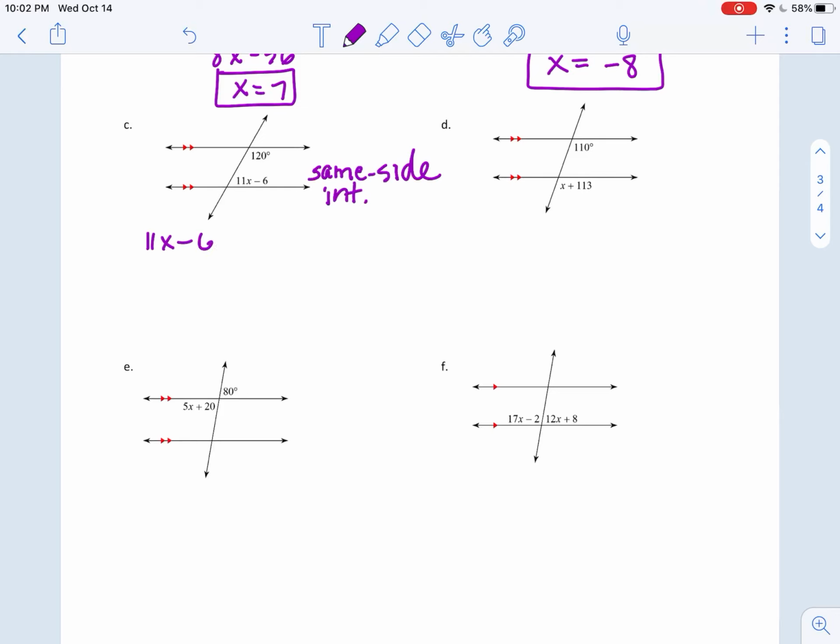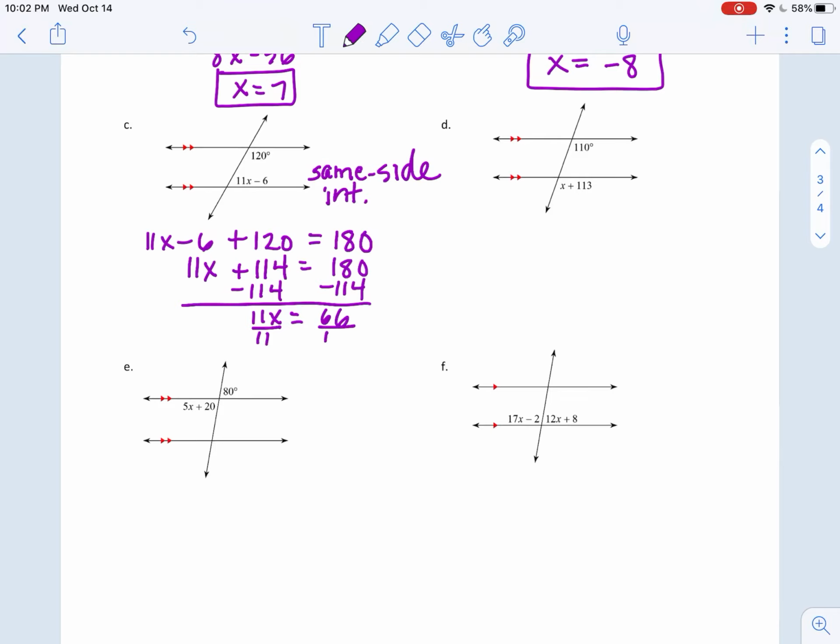We're going to say 11x minus 6 plus the 120 degrees equals 180 degrees. Remember to combine like terms. This is your algebra skills here that you're going to use. You're going to get 11x plus 114 equals 180. You're going to subtract 114 off of both sides, and you're going to get 11x equals 66. Then you're going to divide by 11, and you'll get x equals 6.